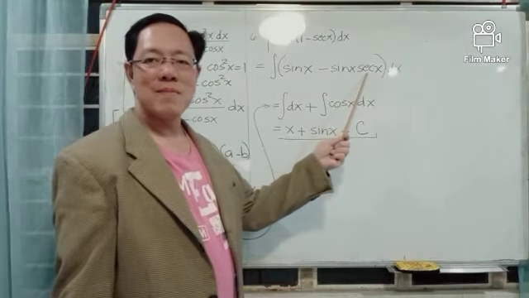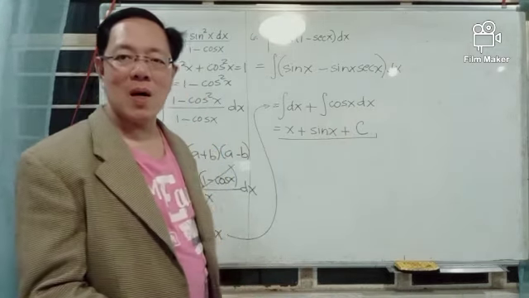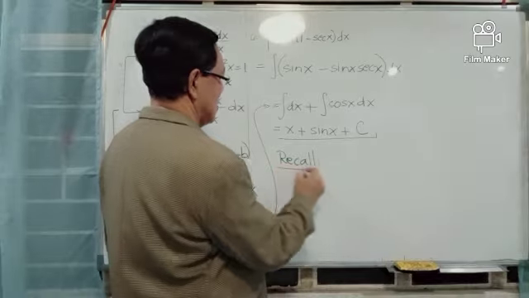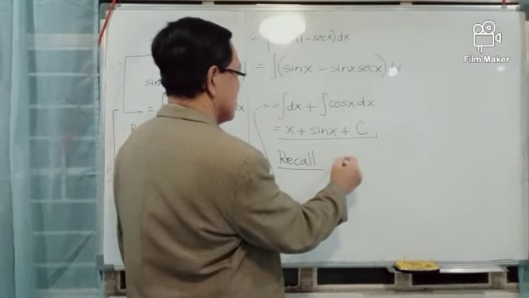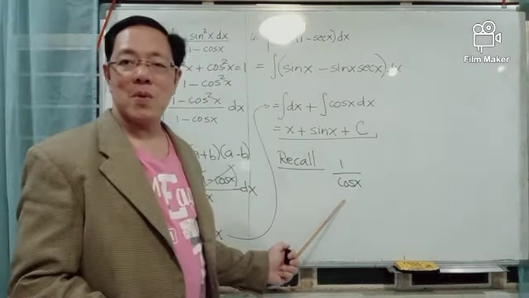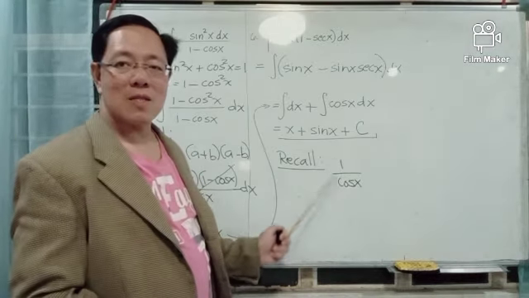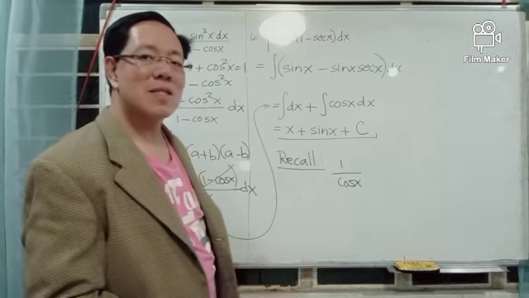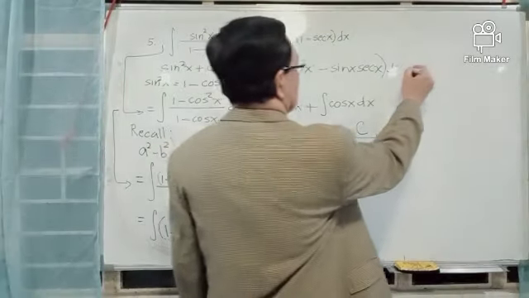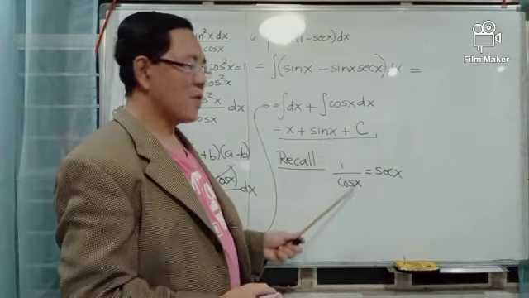From our plane trigonometry, secant x is equal to the reciprocal of cosine x. The reciprocal of cosine x is one of the reciprocal identities from plane trigonometry. The reciprocal of cosine x, or 1 over cosine x, is equal to secant x. We replace secant x with 1 over cosine x.